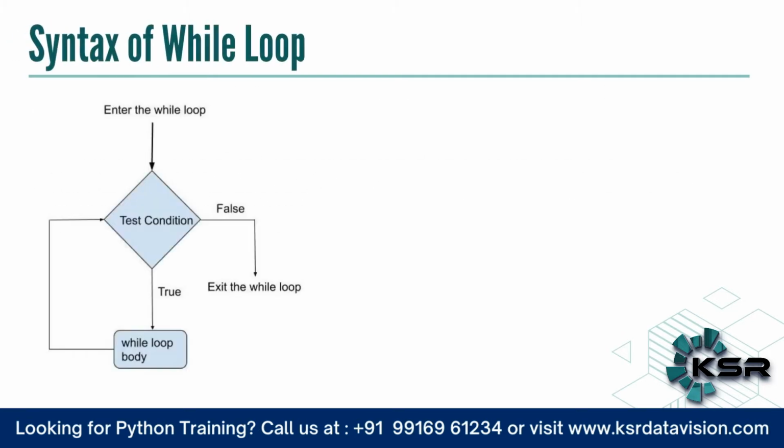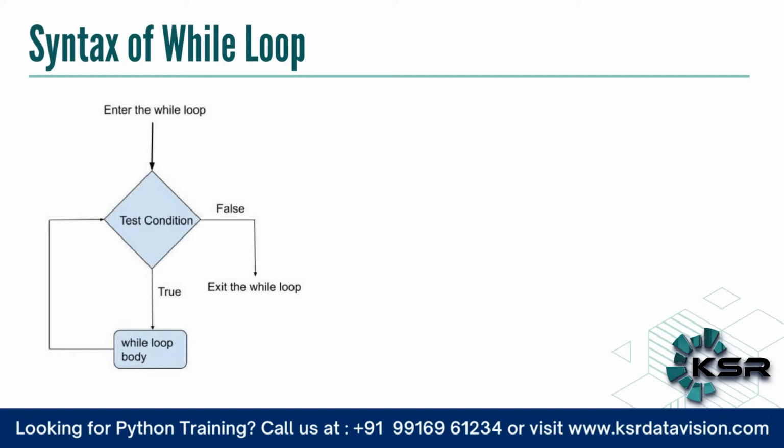The syntax of the while loop is pretty similar. It is like while, then the test expression, then the body of while, and then there is this colon. So pretty similar to if, etc. In the while loop, the test expression is checked first. The body of the loop is entered only if the test expression evaluates to true. After one iteration, the test expression is checked again. This process continues until the test expression evaluates to false.